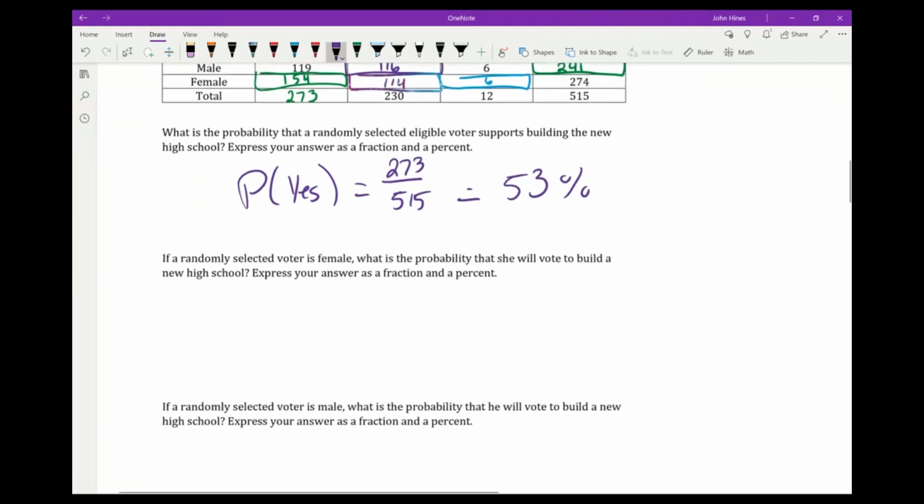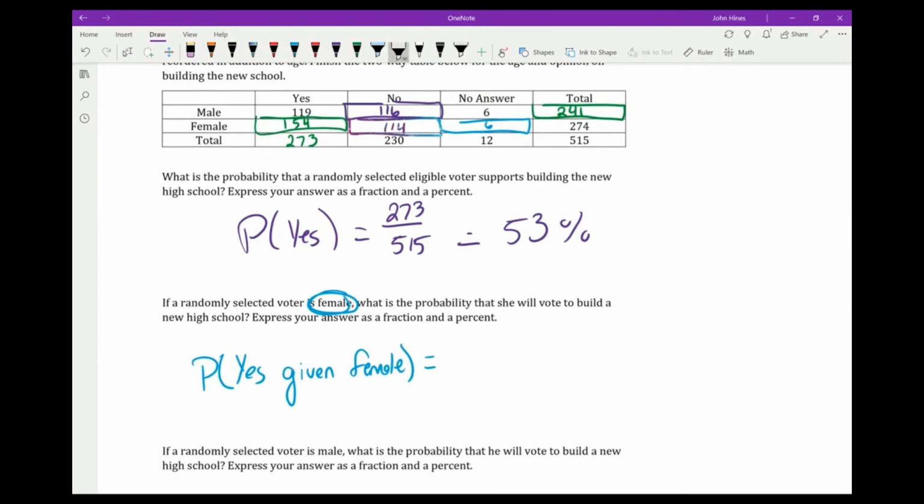If the randomly selected voter is female, so notice I'm only picking from the females, what is the probability that she will vote to build the high school? So look what we're doing here. We're still finding the probability that they're going to build the high school. But I was given extra information about this person. I was given that this person is female. So I'm only allowed to look at this female row. That's what my universe has shrunk down to. I'm not picking out of everybody. I'm only picking from the female voters.